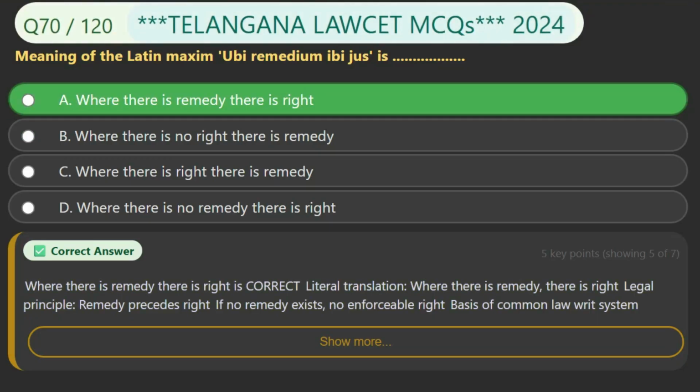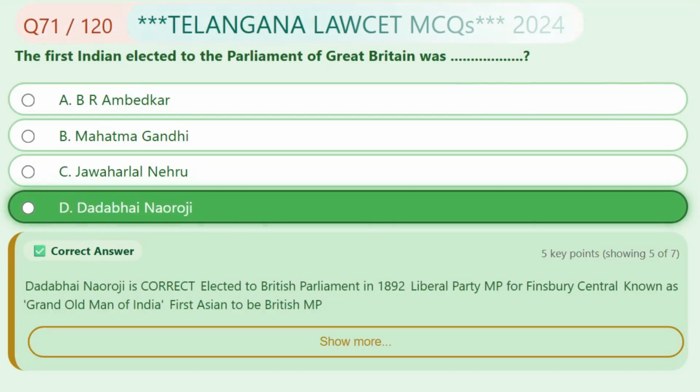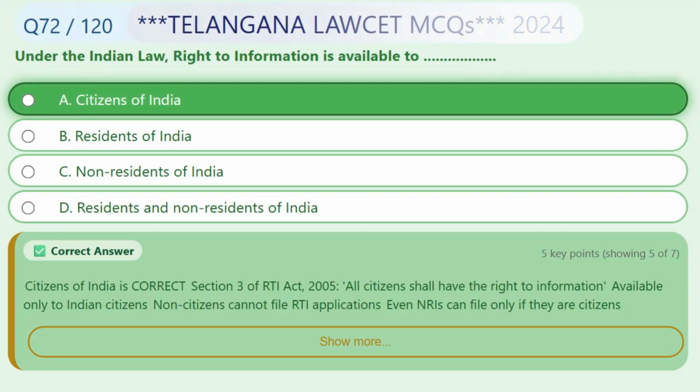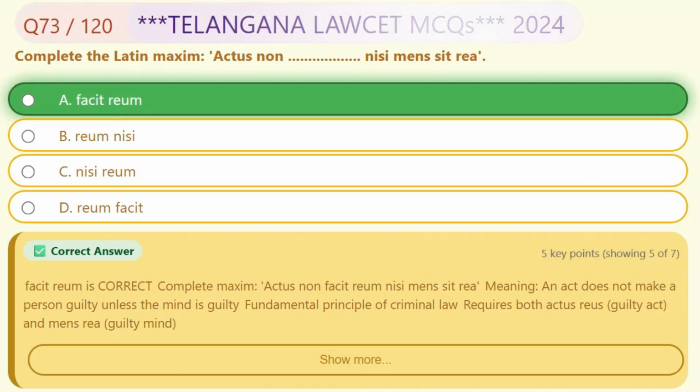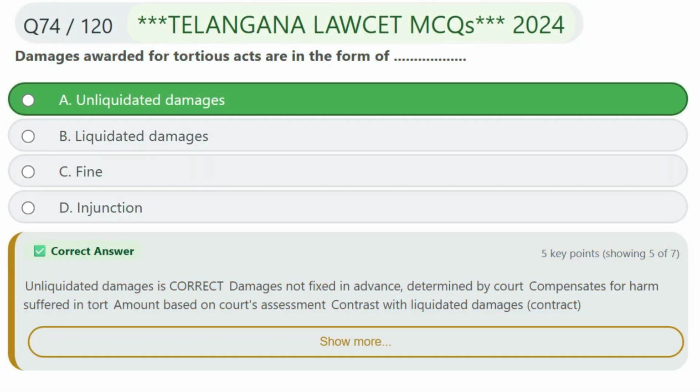The meaning of the Latin maxim ubi remedium ibi jus is: where there is a remedy, there is a right. The first Indian elected to the Parliament of Great Britain was Dadabhai Naoroji. Under Indian law, the right to information is available to citizens of India. Complete the Latin maxim: actus non facit reum nisi mens sit rea. Damages awarded for tortious acts are in the form of unliquidated damages.